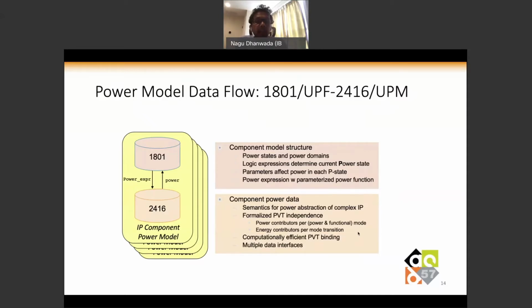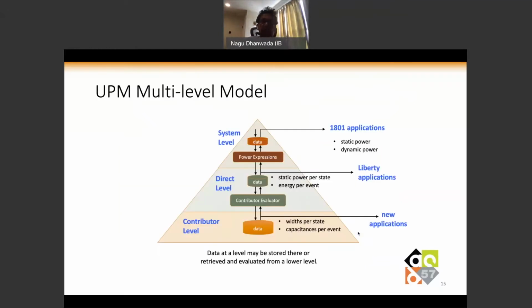And the 1801 model literally captures the power states and power domains. It captures the logic expressions determined during the current power state. It affects the parameters. So it captures the whole logic and transitions and everything. And the power expression data, or the power data, is formalized by the 2416 standard. So you can think of the interaction between 1801 and 2416 in that manner, right?